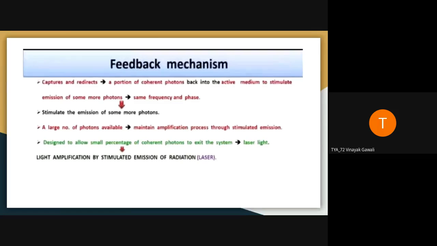Okay, so what is feedback mechanism? So feedback mechanism is what? You can see the diagram also. So photons are actually generated during the laser in that lasing medium. So for machining to take place, actually we need a sufficient amount of photons, correct? For machining to take place, we need a sufficient amount of photons.